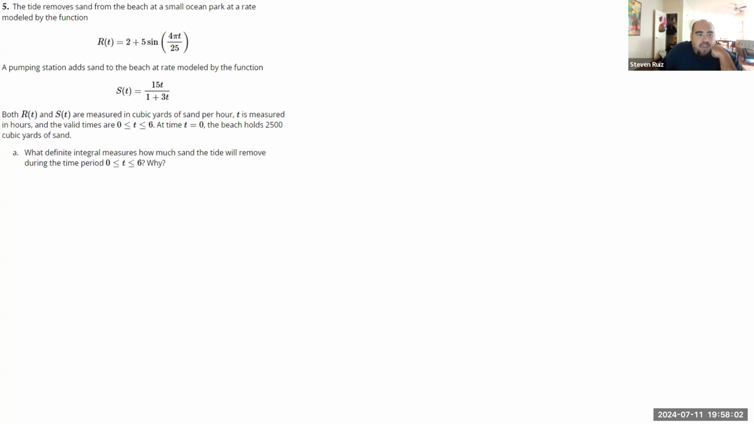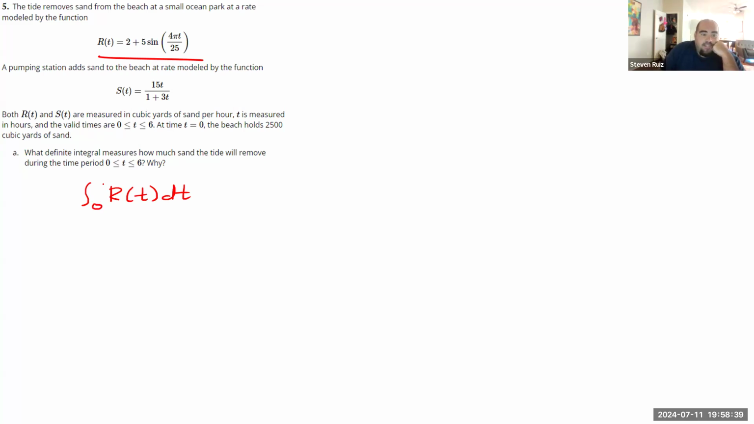So, A, what definite integral measures how much sand the tide will remove during that time period? Only one of these functions talks about the sand removed during the tide. So if we want to know how much sand is removed, we want to accumulate over this rate of change. I want to integrate the rate of change function with respect to time over the time period that I actually care about.